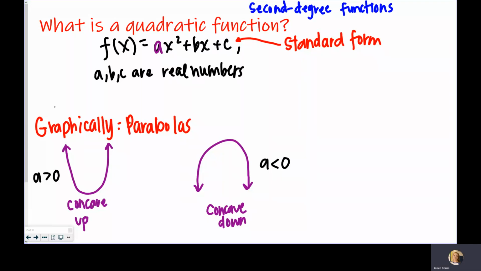All right, and parabolas have a special point on them. If the graph is concave up, it's down here at the very bottom. And if the graph is concave down, the special point's up there at the top. This point is so special that we give it a name. We call it the vertex.